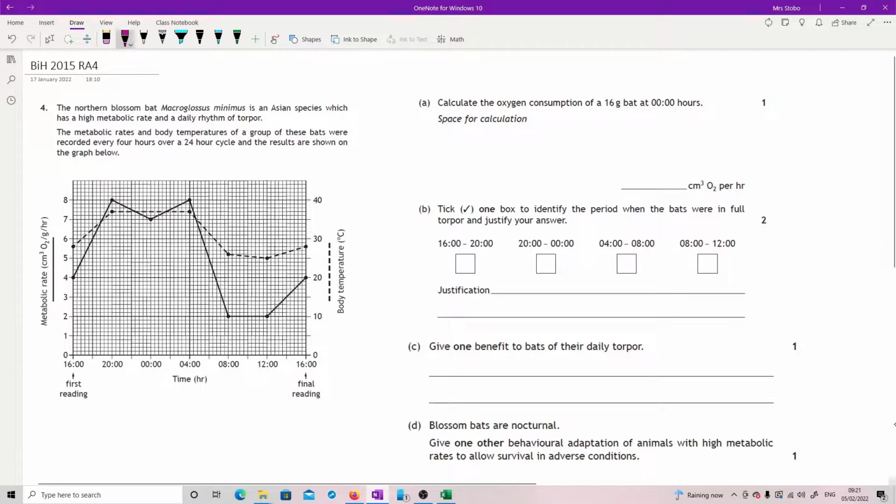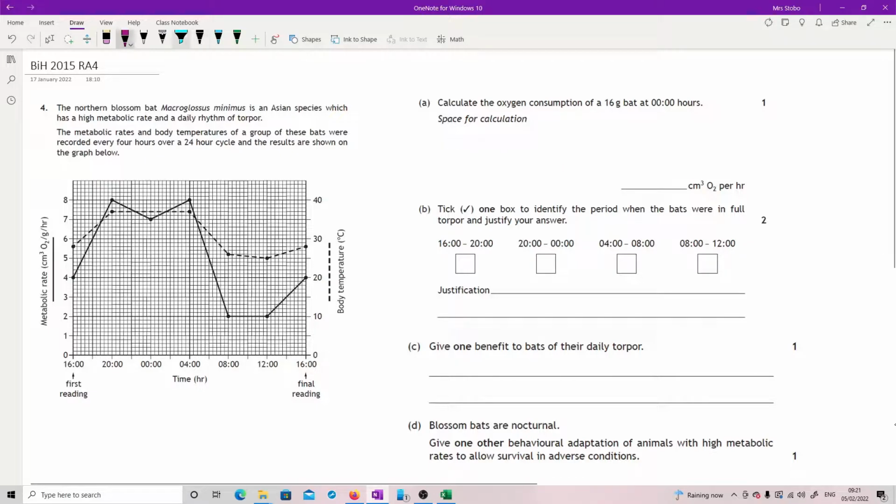Question 4. The northern blossom bat, I wish they would stop giving me the Linnaeus names because I just can't read them. So we'll go with bat, is an Asian species which has a high metabolic rate and a daily rhythm of torpor. The metabolic rates and body temperature of a group of these bats were recorded every 4 hours over a 24-hour cycle, and results are shown in the graph below.